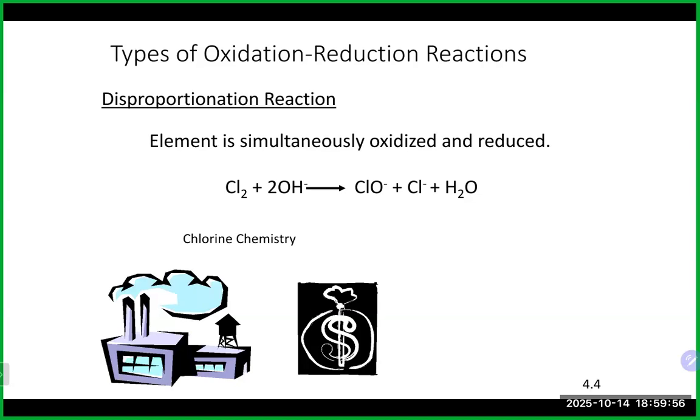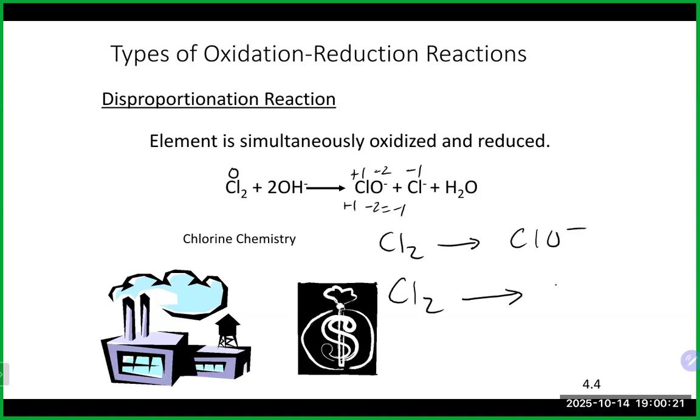So let's take a look at this one. Here we have our chlorine over here, which is 0. On this side here, that's -2, -1. That means here this is +1 for our chlorine. This chlorine is -1. So what's happening in this case is that chlorine is going to this, and that chlorine is also going to this. The same chlorine molecules are both being oxidized and reduced.